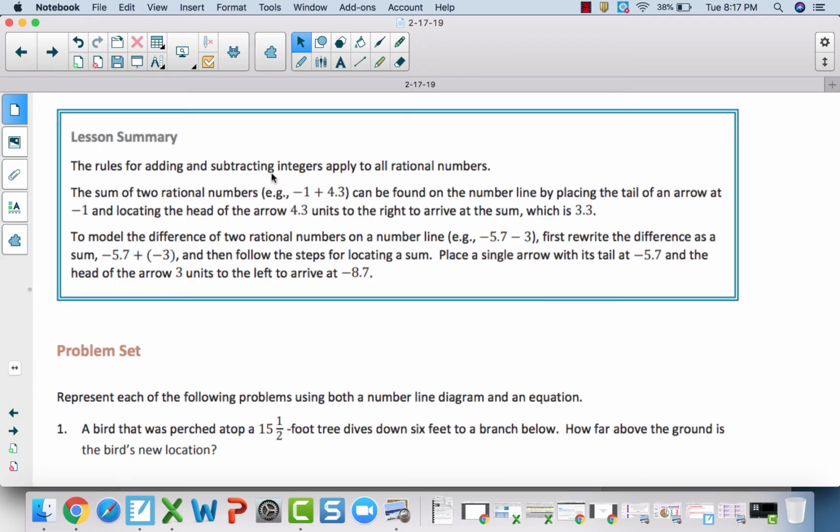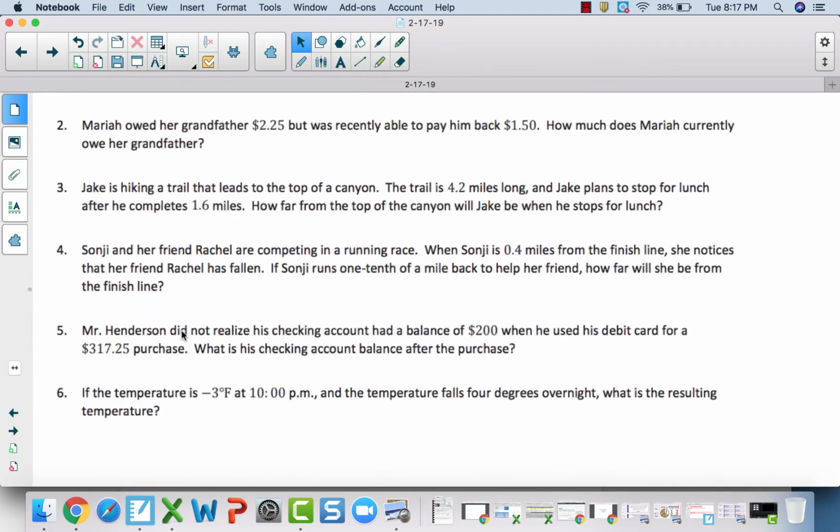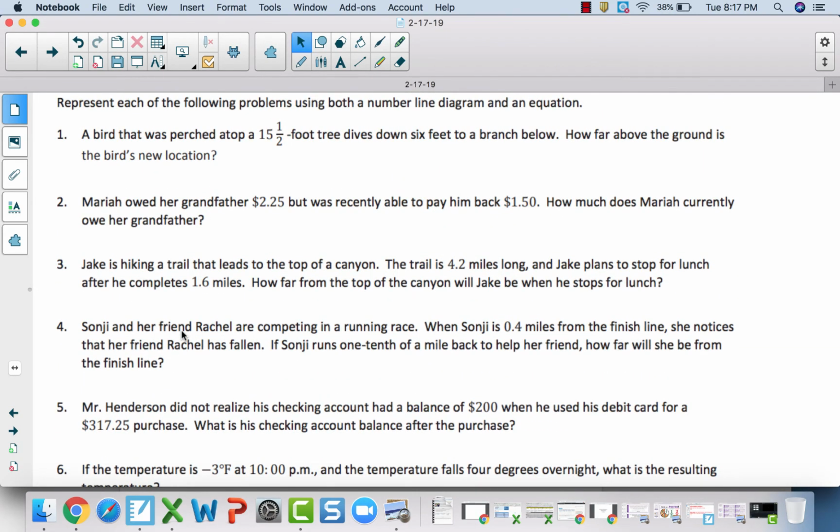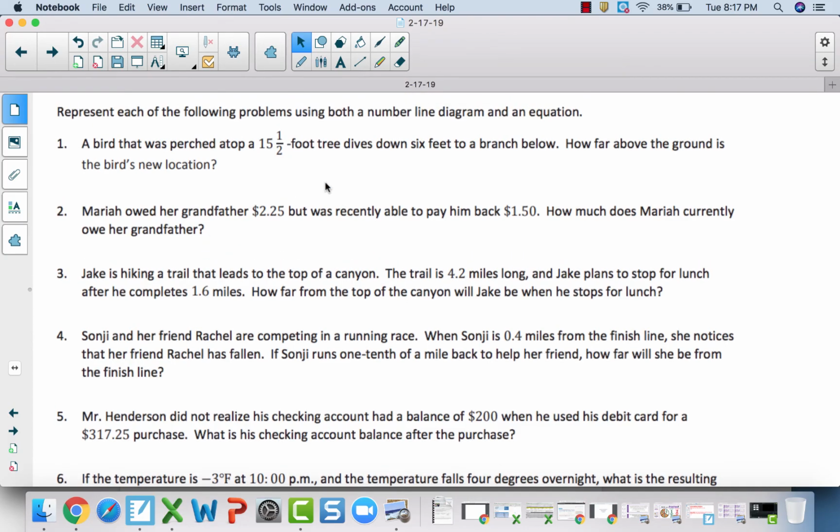Okay? So keep these three key points in mind as you go through these six problem set questions. You're going to read through these. They are all word problems, so make sure we're using those close reading strategies.